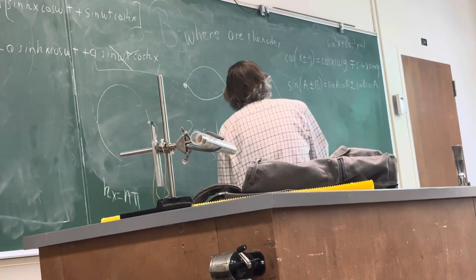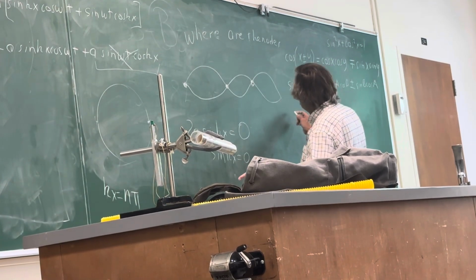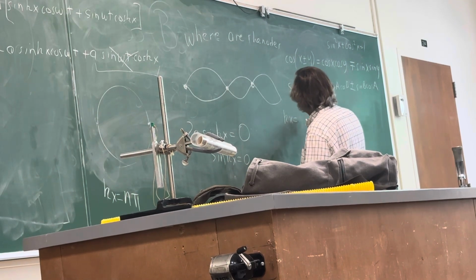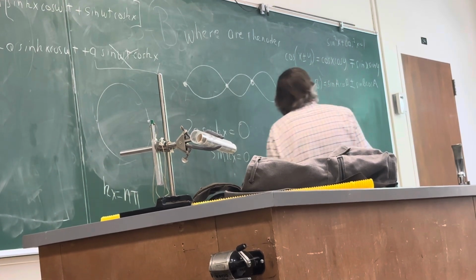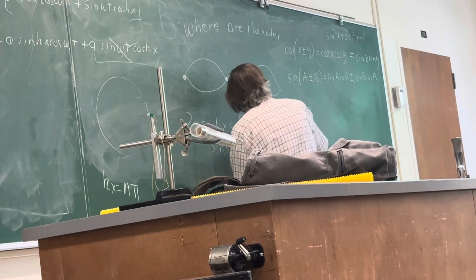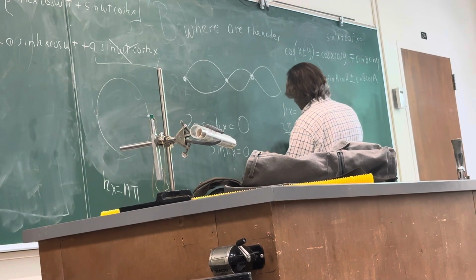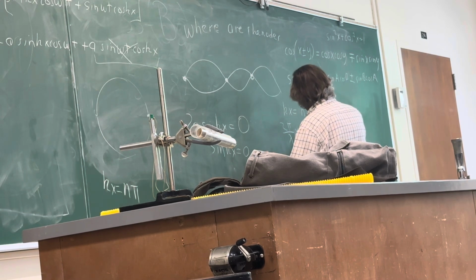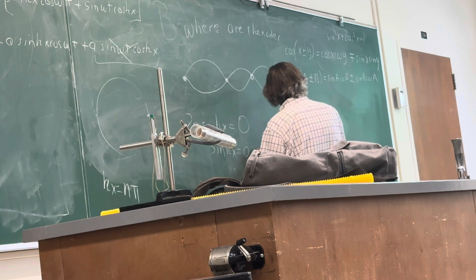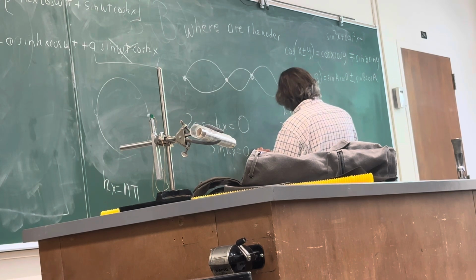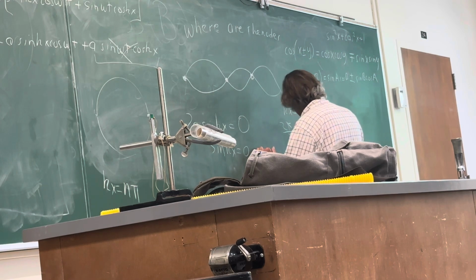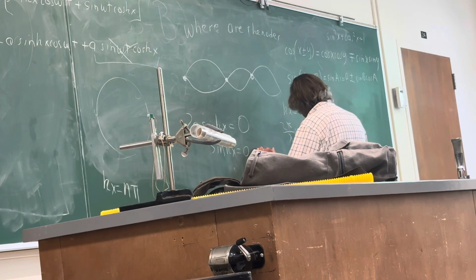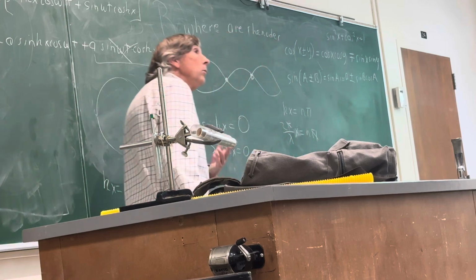When k times x is equal to an integer number of pi. k is your wave number, so this is 2 pi over the wavelength times x is going to be equal to n times pi. So the pi's cancel out like that, and I get the positions where I get my nodes is going to be an integer number of lambda over 2. Which, once again, you knew that beforehand.